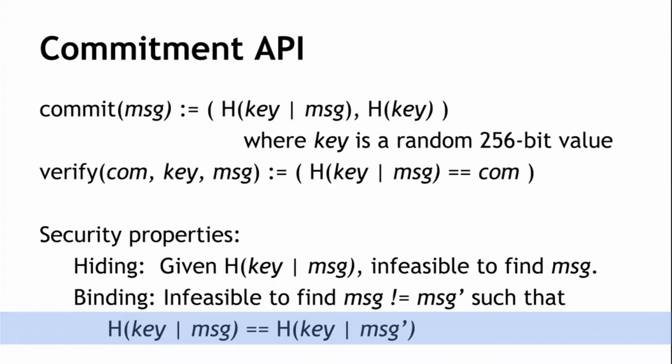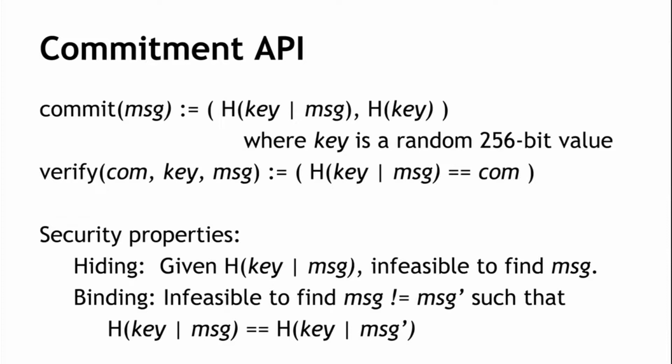Okay, so now what these properties become, the first one is: given h of key concatenated with message, it's infeasible to find message. Well, it turns out that that's exactly the hiding property that we talked about before. Key was chosen as a random 256-bit value, and therefore the hiding property says that if we take the message and we put before it something that was chosen from a very spread out distribution, like I said, a random 256-bit value, then it's infeasible to find the message. So this is exactly the hiding property.